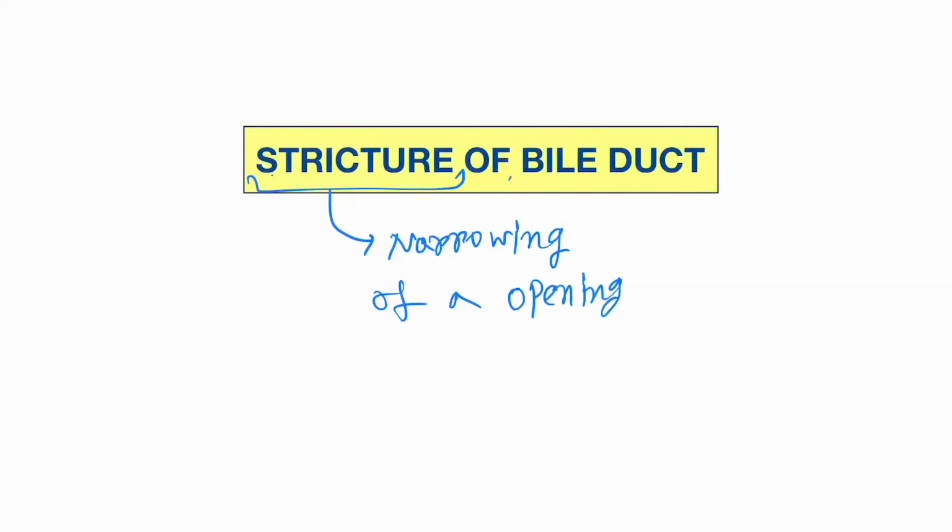Stricture means narrowing of an opening. So it is the narrowing of the bile duct from scar tissue within the duct cell. Okay, now see the causes. So what are the causes?